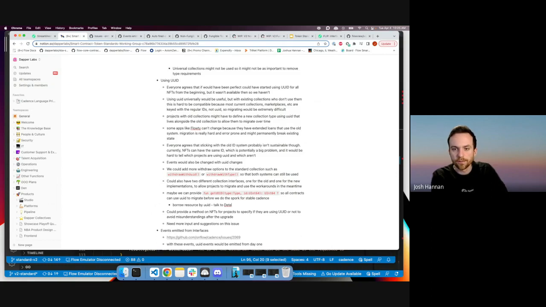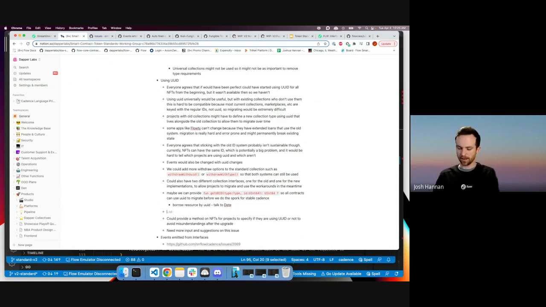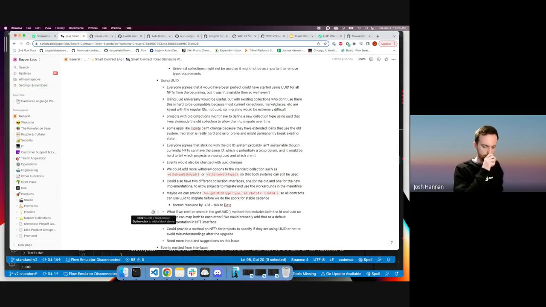Oh, if we include an event in the get UUID method that includes both the ID and UUID, so off-chain indexers can map both to each other. That's a good idea. Yeah, because the other big thing is that the off-chain ownership indexing for a lot of these projects uses the old ID system.